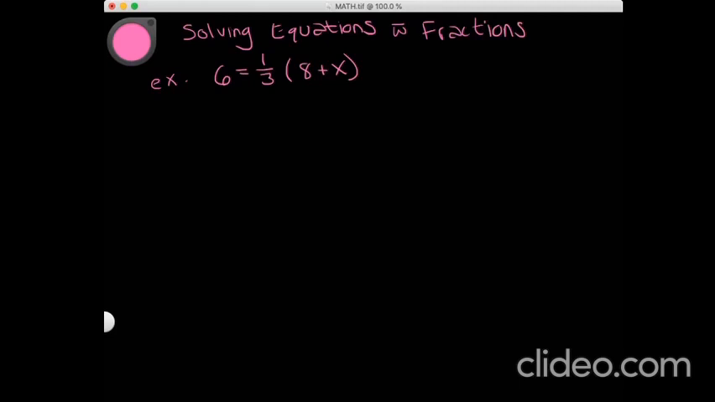So in order to eliminate this fraction, we have to do the opposite operation. I need you to remember this: opposite operation. That is how we eliminate something, is to use the opposite operation. So the opposite of addition is subtraction. The opposite of division is multiplication.